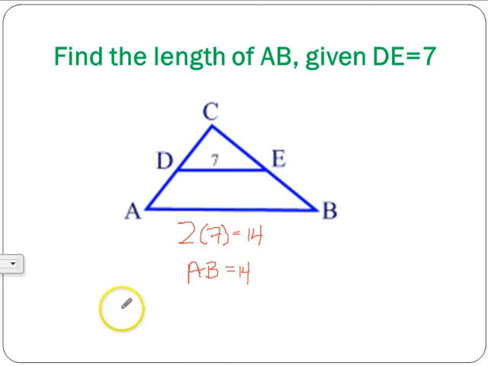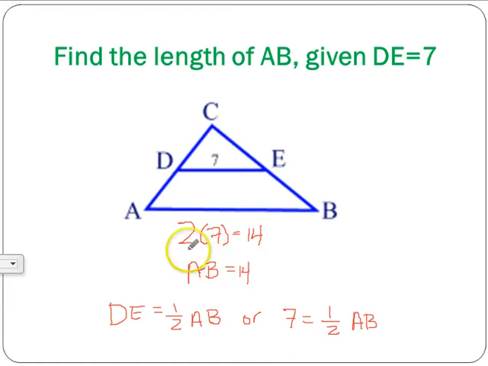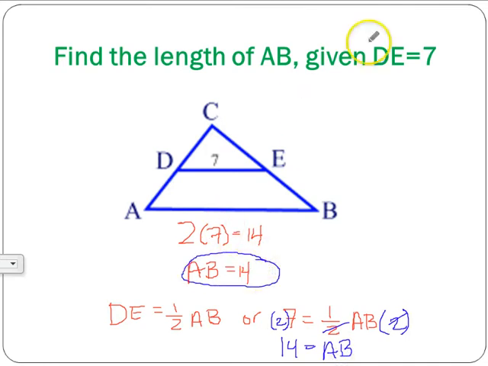And that goes back to what we just learned, that DE is always going to be half of AB. We could look at it a different way and plug in what we were given, DE equals 7, and it's going to be half of AB. To find AB, we need to multiply both sides by 2 to get rid of that denominator, and we get 14 equals AB, which is what we did up here. So either way you want to look at it, use whichever makes more sense to you.